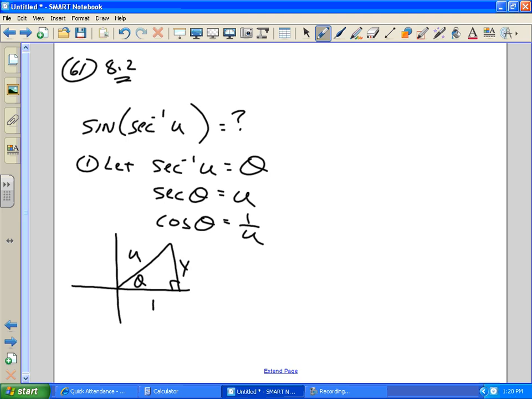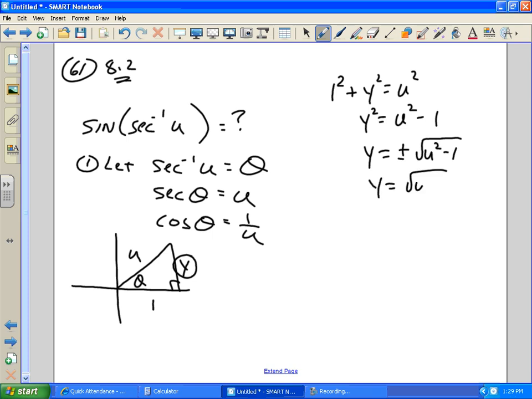I need to find that value of y. That's what I'm looking for. So I'm going to use the Pythagorean theorem. 1 squared plus y squared is equal to u squared. So y squared is u squared minus 1, correct? Taking the square root, y is equal to plus or minus the square root of u squared minus 1. If we are talking about quadrant 1 or even quadrant 2, I know that y is positive there.